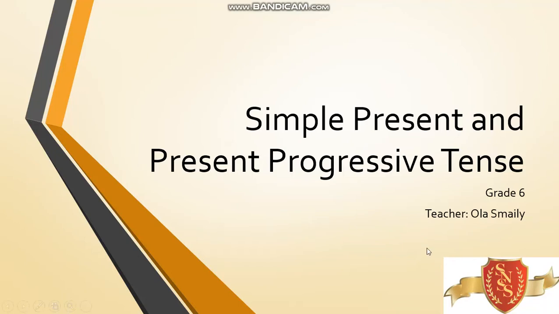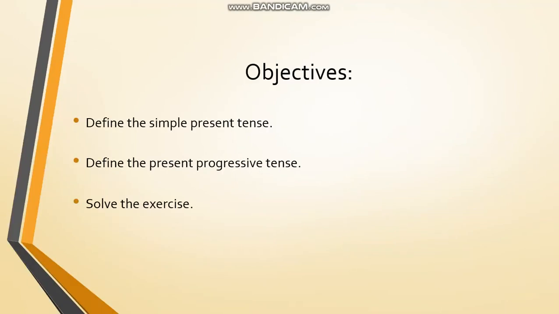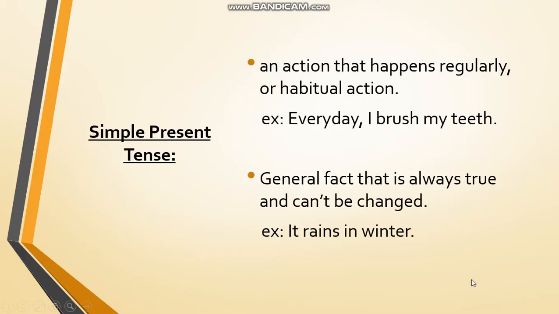In this video we're going to talk about simple present and present progressive tense, which is also known as present continuous tense. First, the objectives of this video are: define the simple present tense, define the present progressive tense, and at the end we're going to solve the exercise. Now we will start with the simple present tense.